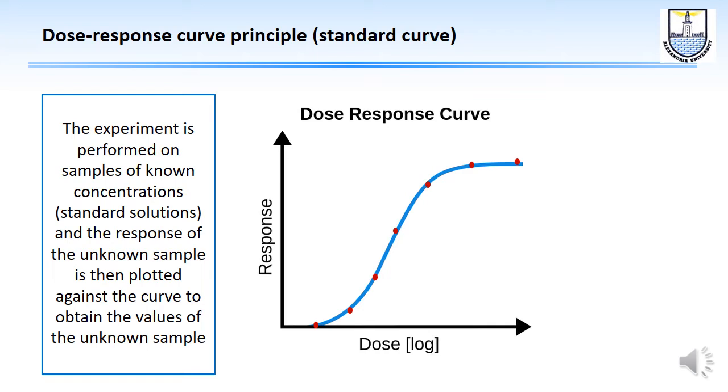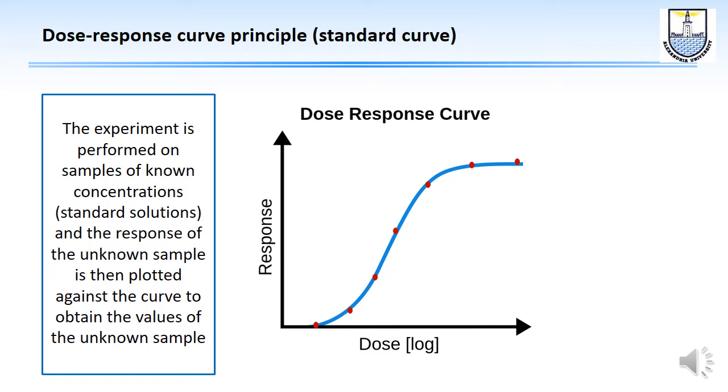I have samples which contain progesterone, and I know exactly the amount of progesterone in these tubes. One of them, for example, contains 50 nanograms, the other 25, the third one 12 and a half, the fourth one 6.25. So I do the experiment on these 4 or 5 points, and then I plot the curve.